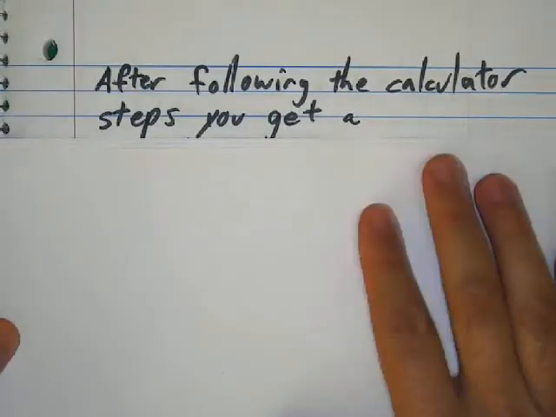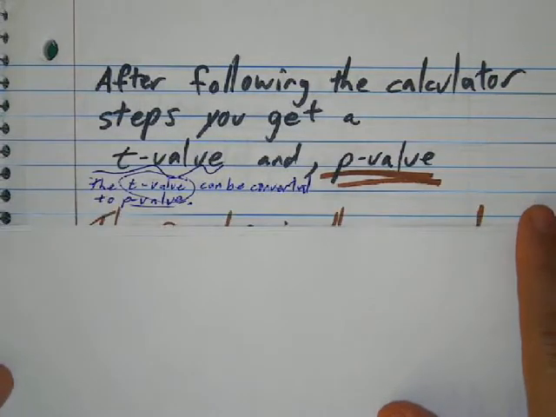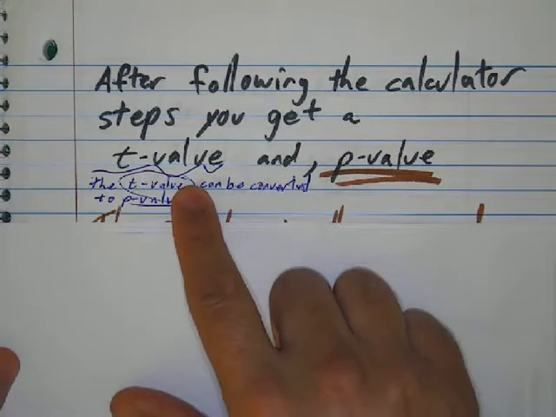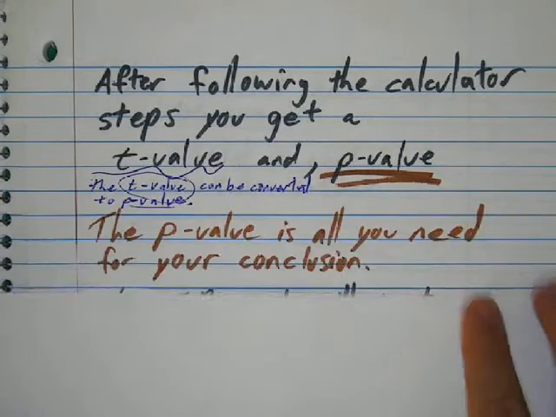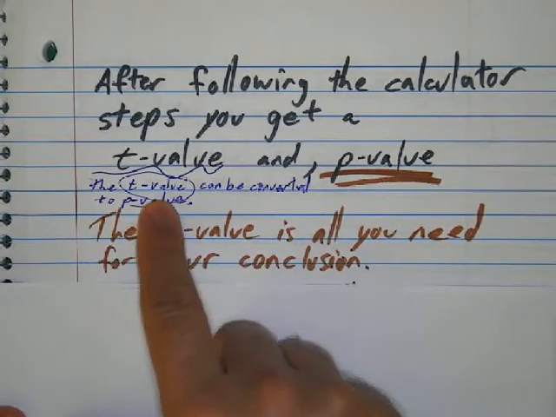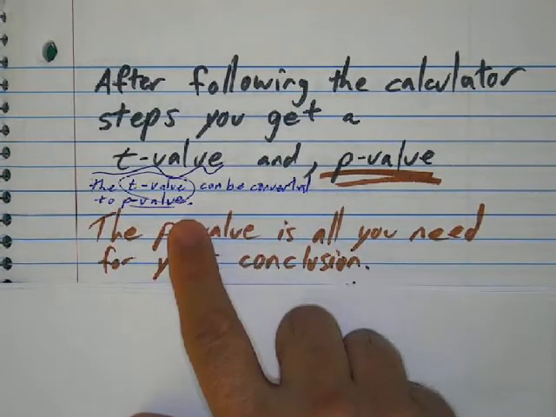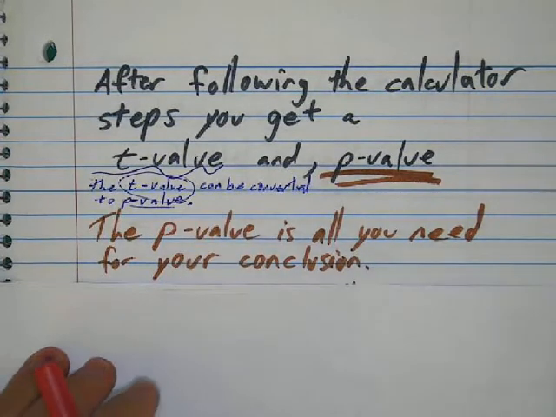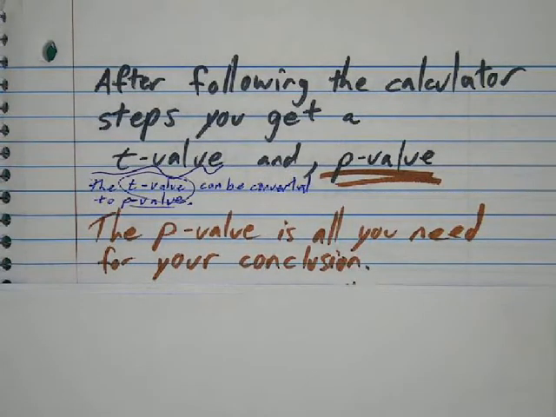Okay, so we're going to be using the calculator in a few minutes to calculate the t-value, and the calculator also gives you something called a p-value. Now the t-value can be used and converted to get a p-value, but as far as the IB test is concerned, you're only going to need the p-value.